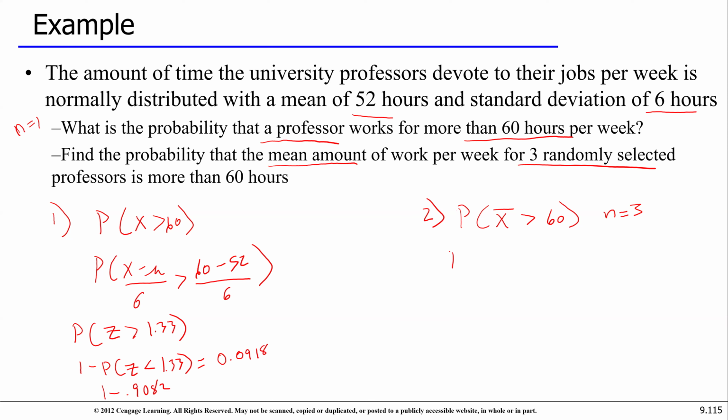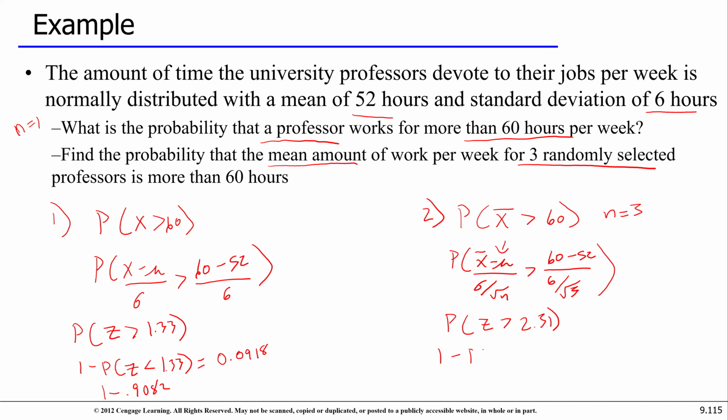For this one, we standardize. So X bar minus mu over the standard deviation divided by the square root of N is greater than 60 minus 52 over 6 divided by the square root of 3. The 3 is the N. If I reduce this down, it's the probability of Z. This all turns into Z. This all turns into Z. And if I reduce this down, it's greater than 2.31. And from here, you should know what to do.